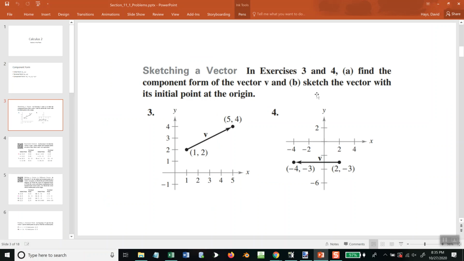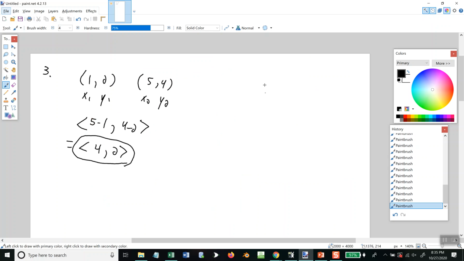Second thing they asked us to do is sketch a vector with initial point at the origin. So, using our component form here, we're starting at the origin. Now, what would the 4 tell us if you've seen this before? Which axis? To the right. So right 4 and up 2.